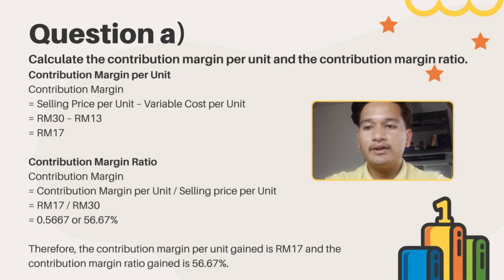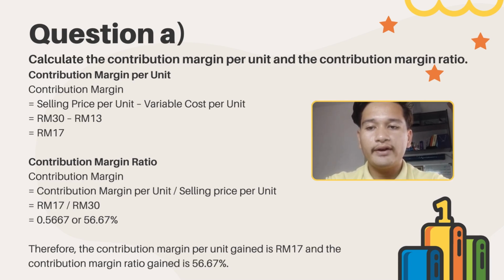Okay, first the question is to calculate the contribution margin per unit and the contribution margin ratio. The formula for calculating contribution margin per unit is selling price per unit minus variable cost per unit. The selling price per unit for this case is RM30, and we subtract RM13 for the variable cost per unit. So the contribution margin per unit is RM17.